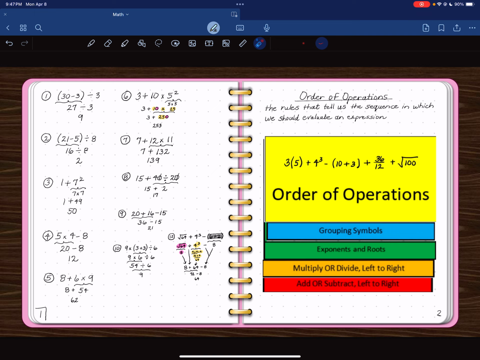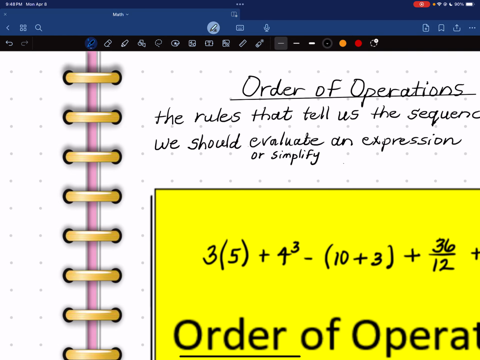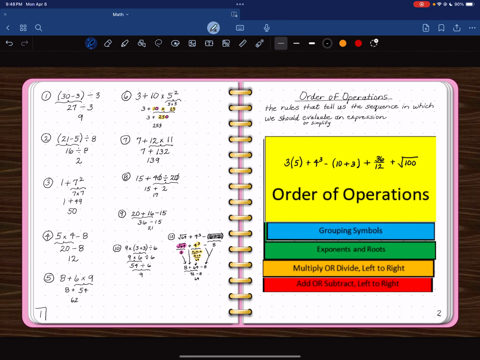Order of operations. The rules that tell us the sequence in which we should evaluate an expression. And I'm going to add a word right here. It can be evaluate. We can also say or simplify. I think I want to add that to my notes. Very important concept to know in math.